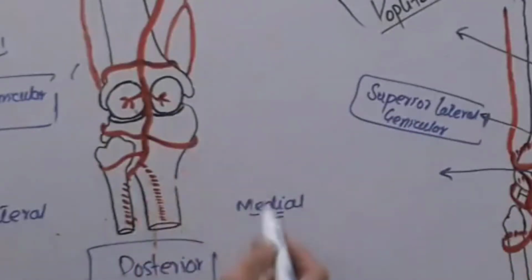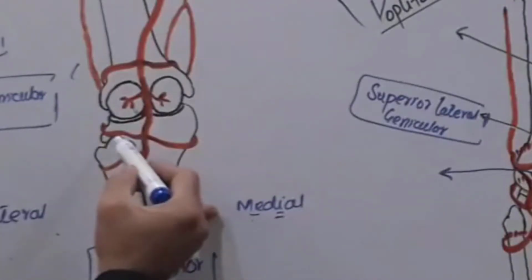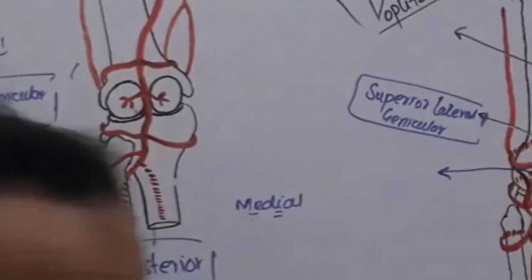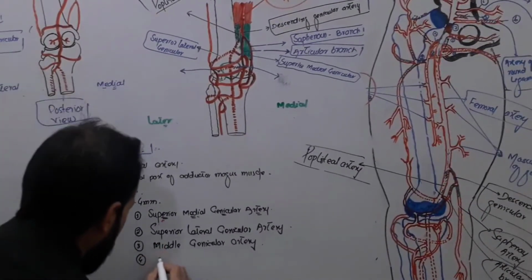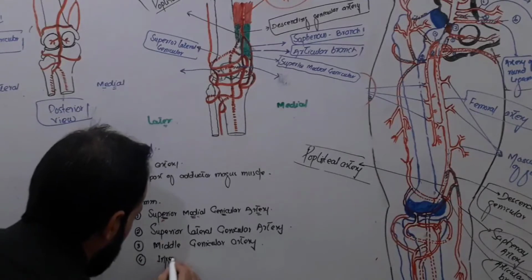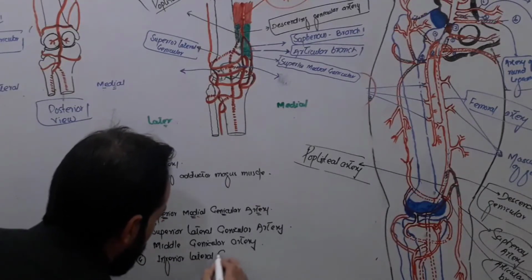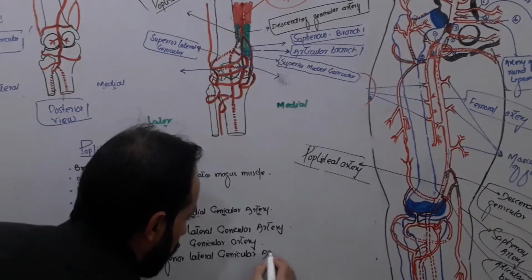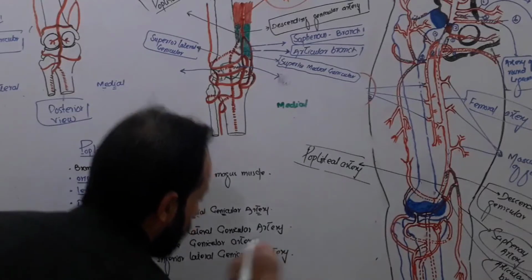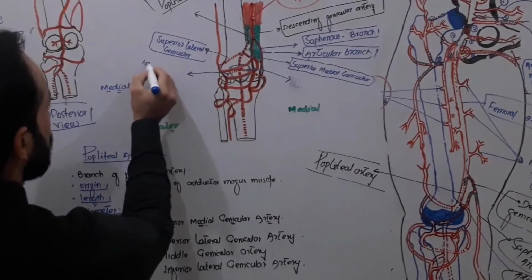And this is present on medial side, inferior medial genicular artery, and this one is present on the lateral side. That's why we call it inferior lateral genicular artery, right? So the fourth branch is called the inferior lateral genicular artery. Clear, friends? So here is our inferior lateral genicular artery.